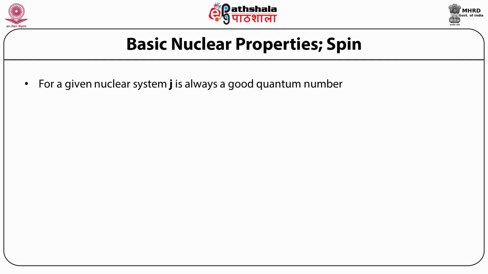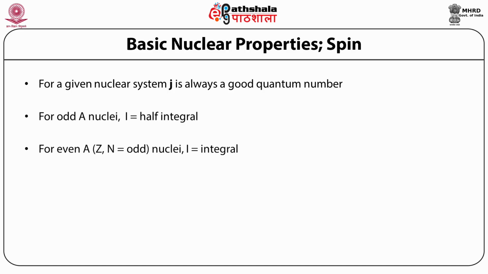Now this J, depending upon the number of nucleons inside the nucleus, can be half integral or integral. For example, for odd A nuclei, I is half integral. For even A, with Z and N both odd, I is integral, that is, spin is integral. For even A nuclei in which Z and N both are even, the spin is equal to 0.